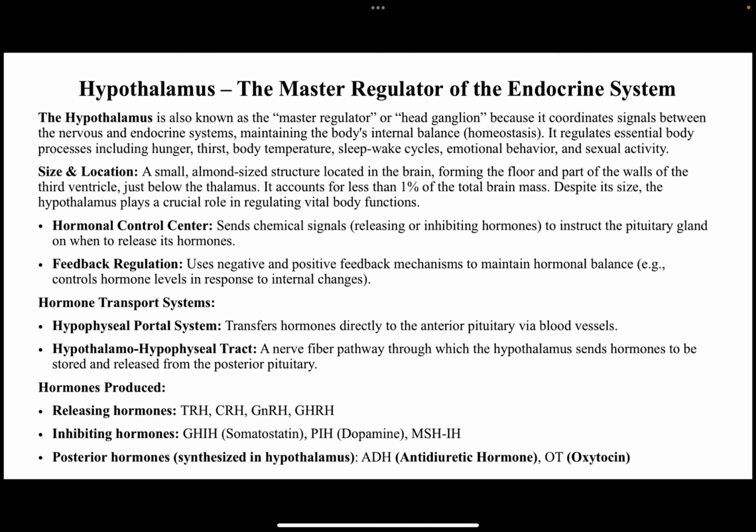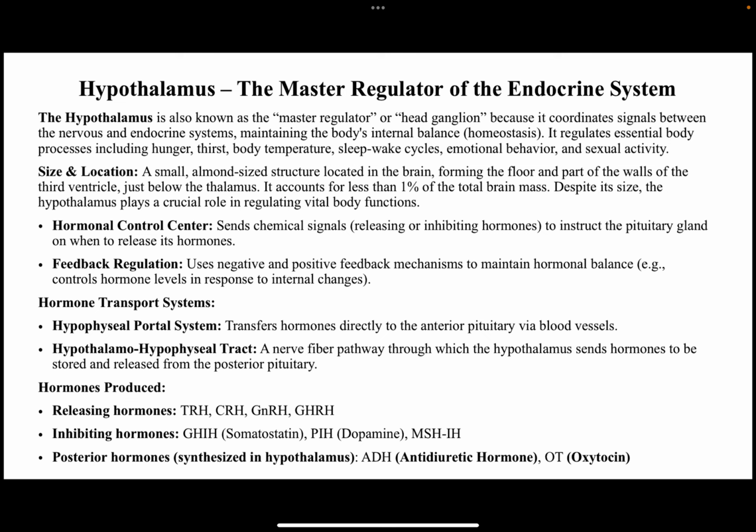Is that okay? Good. And those hormones are oxytocin and antidiuretic hormone. Oxytocin and antidiuretic hormone, ADH, or you can call it vasopressin. Okay, ADH and vasopressin. Is that okay?